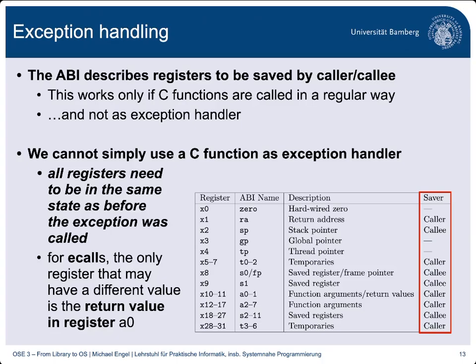The only register for eCalls that may have a different value is the return value register. System calls return information on did they work, did they not work, was there an error? For example, I tried to read a file that did not exist, or I tried to write something to disk and the disk was full. So a return value, like with functions, is passed in register A0. So the kernel writes something to it.